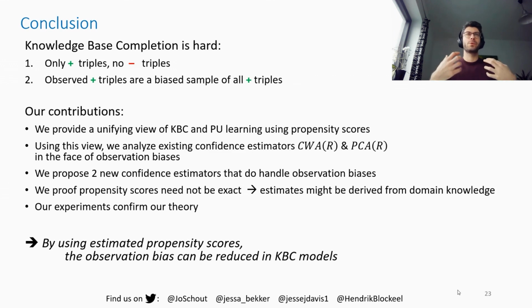Thus, we propose two new confidence estimators that can handle general observation biases using propensity scores. And we prove that these propensity scores need not be exact. They might be estimated from domain knowledge. And lastly, we provide experiments that confirm our theory. So, the takeaway message here is that by using propensity scores, as in PU learning, the observation bias can be reduced in knowledge-based completion models.